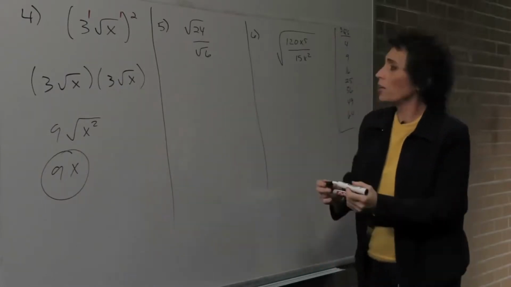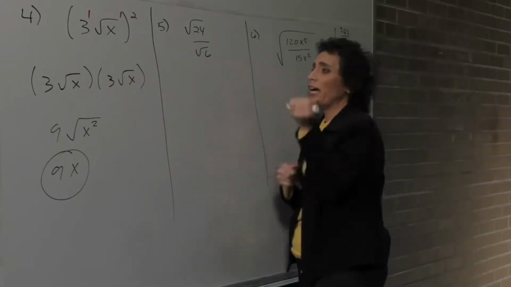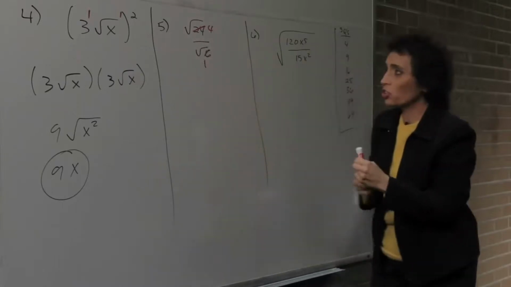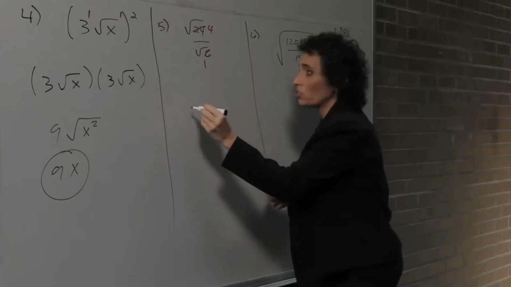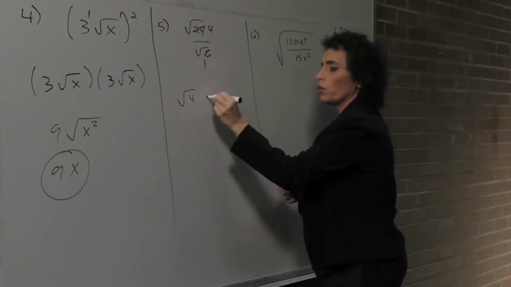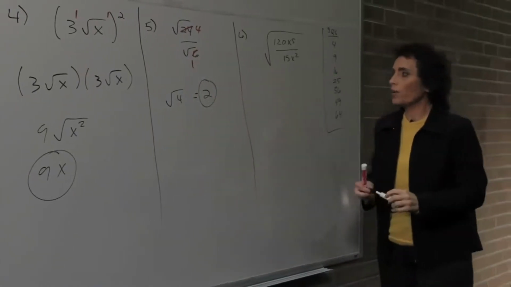It's fine. I'm going to reduce here first, because I can. 6 goes into 6 once. 6 goes into 24 4 times. That's the square root of 4 over 1. The square root of 4 over 1 is just the square root of 4, because the square root of 1 is 1. So it's the square root of 4. Square root of 4 is 2. Done.